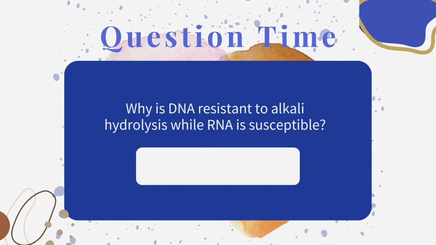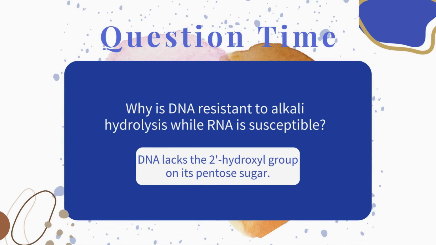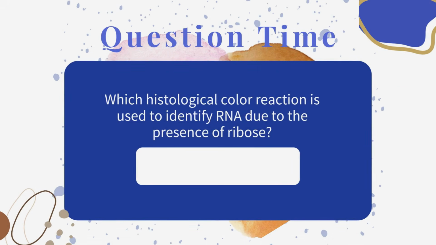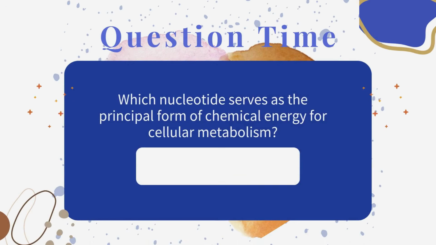Why is DNA resistant to alkali hydrolysis while RNA is susceptible? DNA lacks the 2-hydroxyl group on its pentose sugar. Which histological color reaction is used to identify RNA due to the presence of ribose? Orcinol color reaction. Which nucleotide serves as the principal form of chemical energy for cellular metabolism? ATP, adenosine triphosphate.